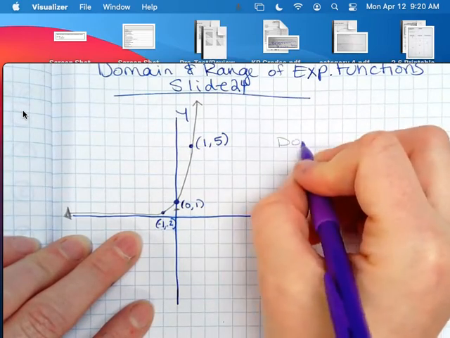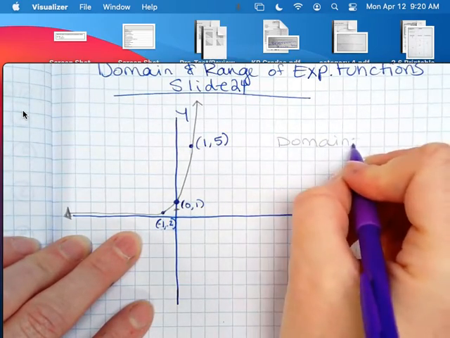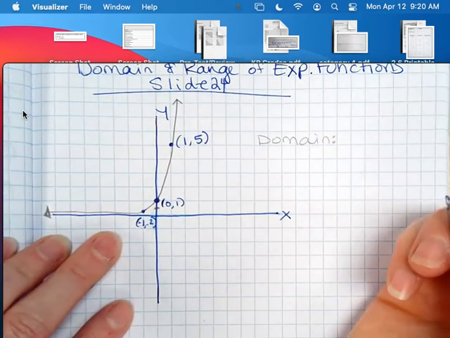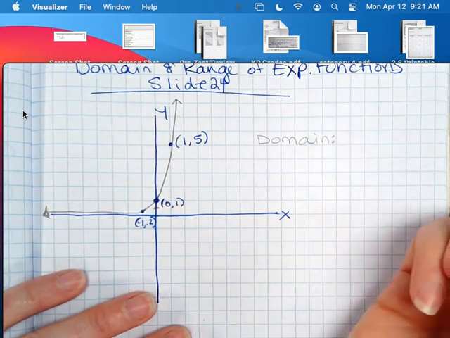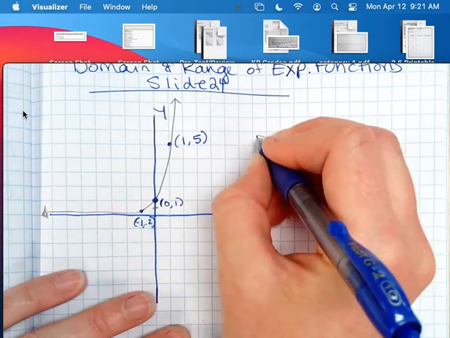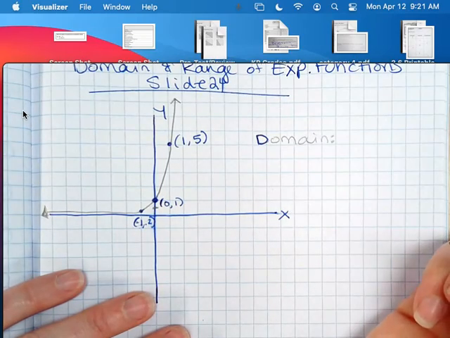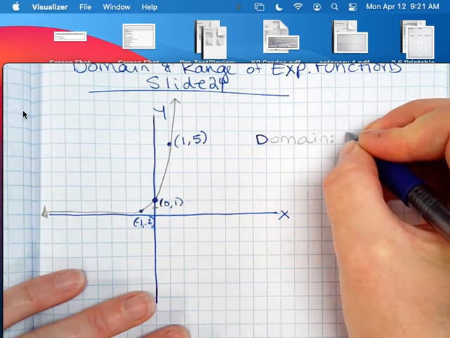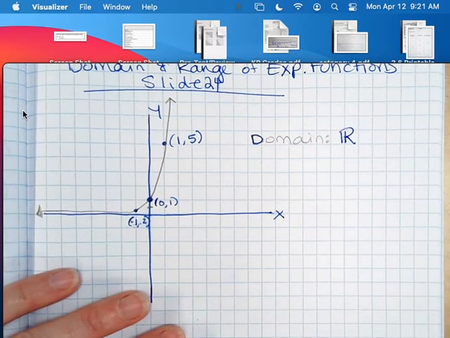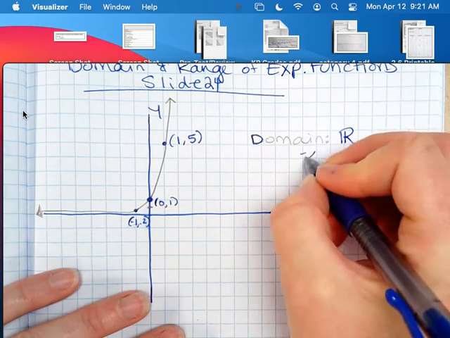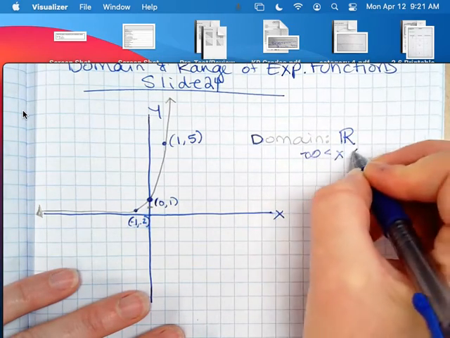So then the domain is our x values. It continues on and on and on. So what is our domain? All real numbers. Do y'all remember what the symbol is for that? Is that R with that extra thing? And we can also write negative infinity is less than x is less than infinity.